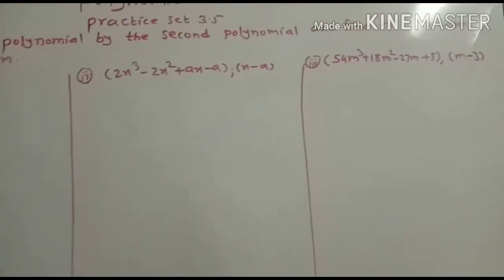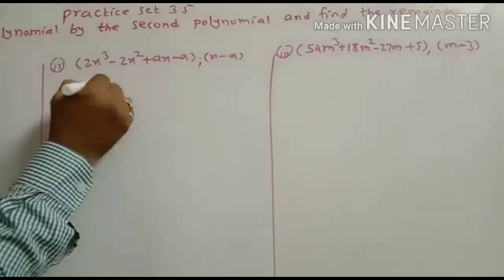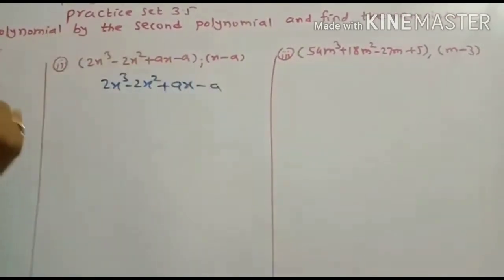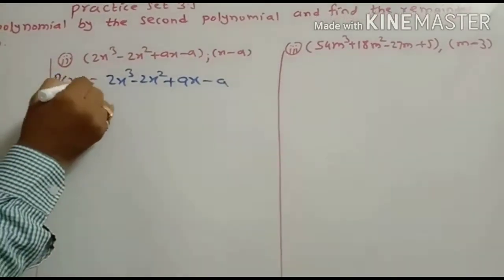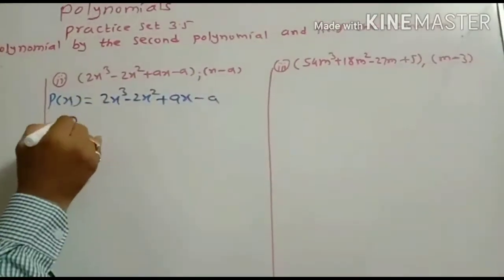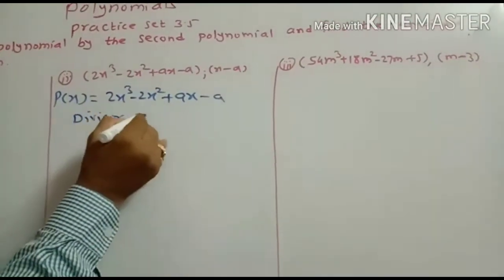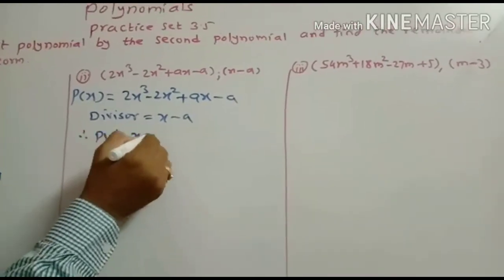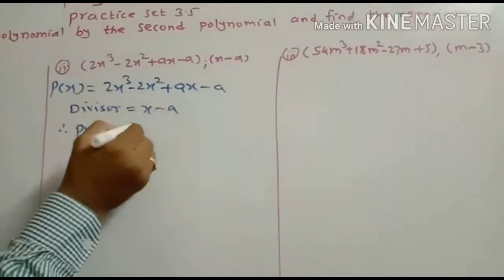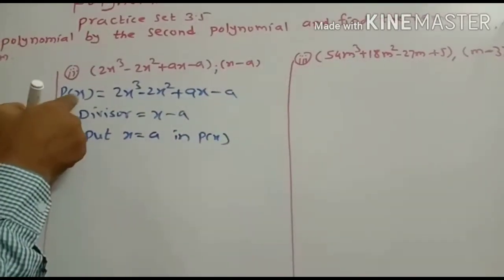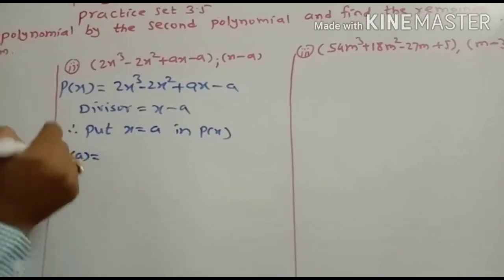Now the second example in this is given, 2x cube minus 2x square plus ax minus a. Therefore we consider it as p of x because the variable is x. Now the divisor is x minus a. Therefore the opposite of minus a is a. Therefore put x is equal to a in p of x. That is, p of x means p of a.